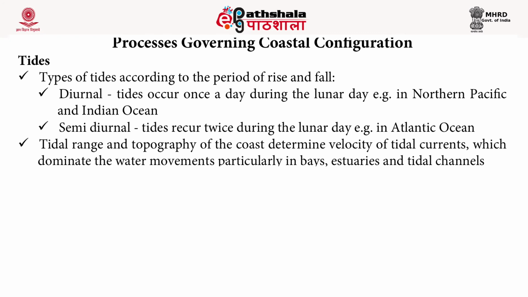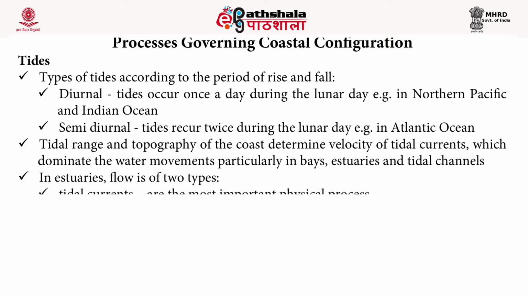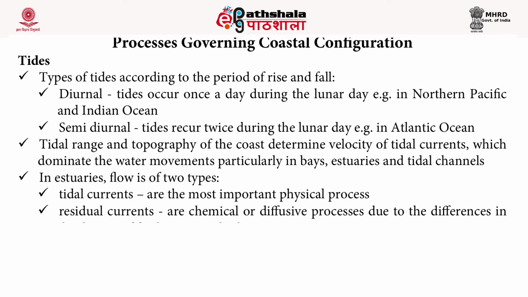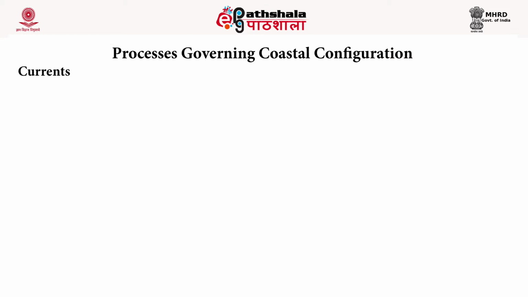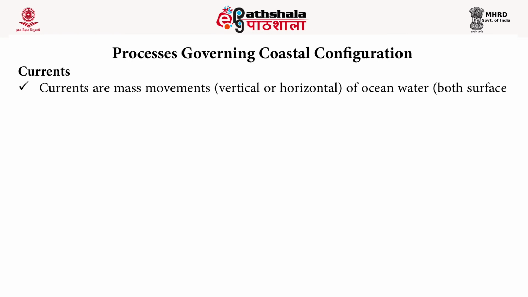Tidal range and topography of the coast determine the velocity of tidal currents, which dominate the water movements, particularly in bays, estuaries and tidal channels. In estuaries, flow is of two types: tidal currents, which are the most important physical process, and residual currents, which are chemical or diffusive processes due to the differences in the density of fresh water and salt water. After the waves and tides, let us now discuss the currents.